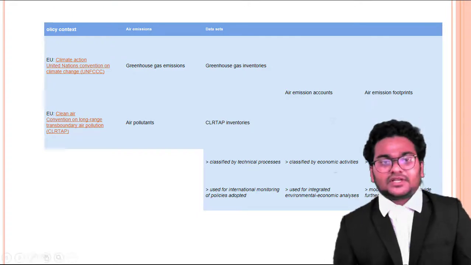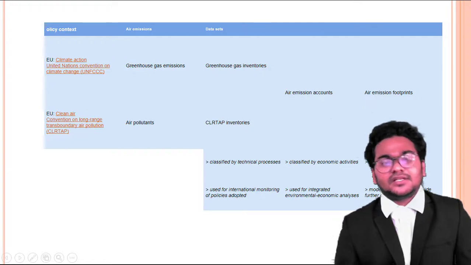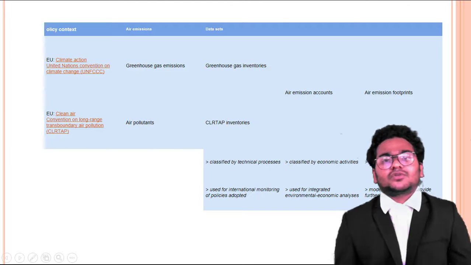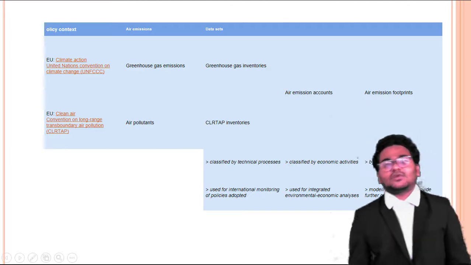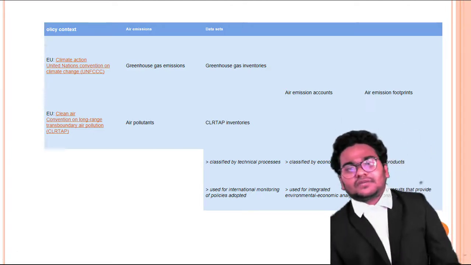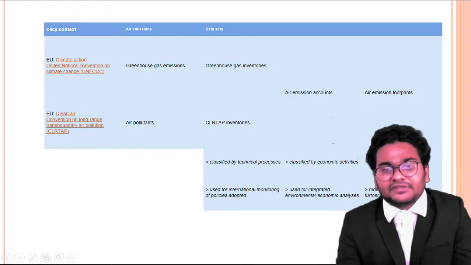So the next one here is the Clean Air Convention. This is the CLRTAP. This is one more thing, working on the air pollutants. They maintain an inventory of what is happening, so the different things and the different inventories, everything we will maintain.